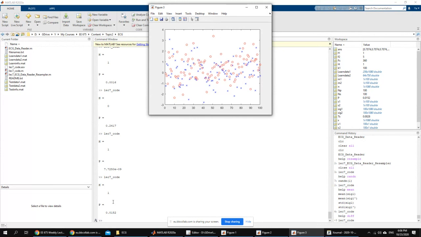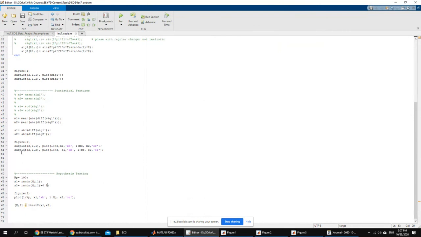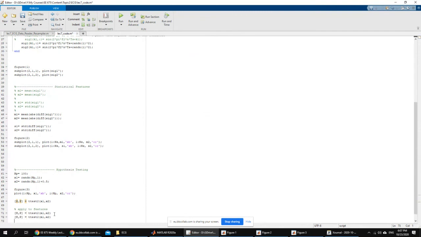Okay, so what we're going to do now is apply the same idea to the mean and the standard deviation that we got from here. So basically, I'm going to apply this now to the sample that I have here, the mean and the standard deviations from here. Basically, apply it to features. So I'm going to take M1 and M2, and maybe S1 and S2 as well.